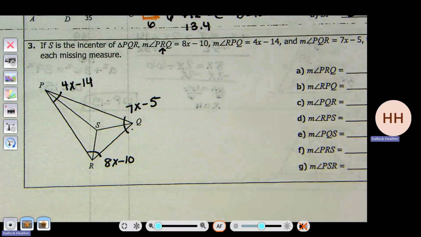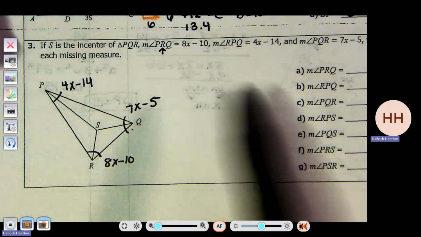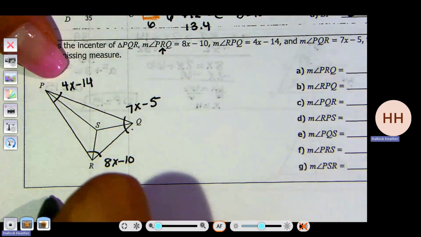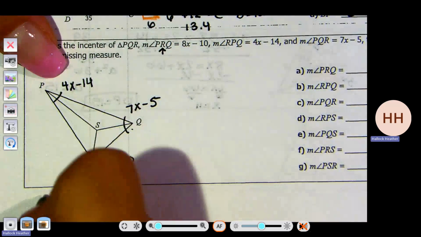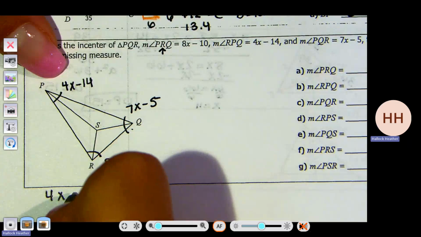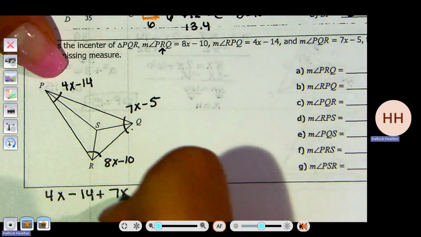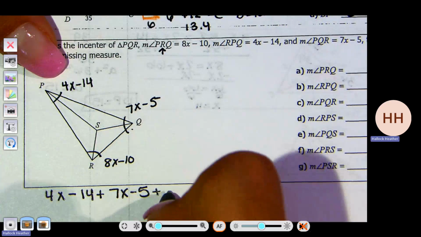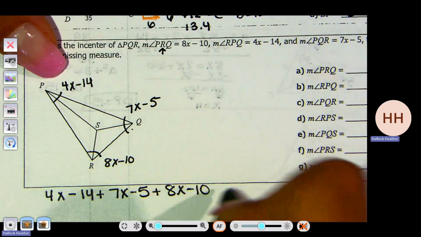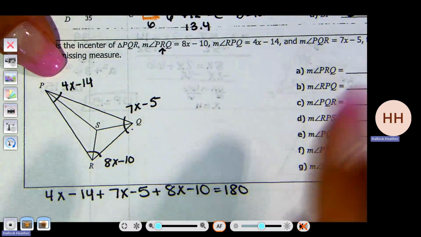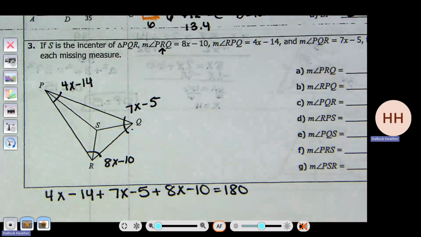Heck yeah. So this thing, even though it has a bunch of little triangles in it, it's actually like a big triangle as well. So we can take all of the angles and add them to make 180. I'm going to use the space down here because there's a bunch of space. So 4x minus 14 plus 7x minus 5 plus 8x minus 10 equals 180. Even if the equation ends up super long like this, it's going to reduce to a 2-step equation. So add all your x's, add all your numbers.